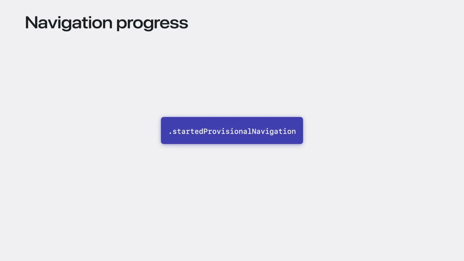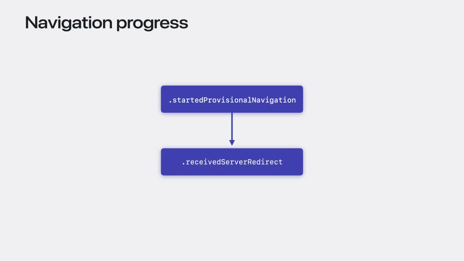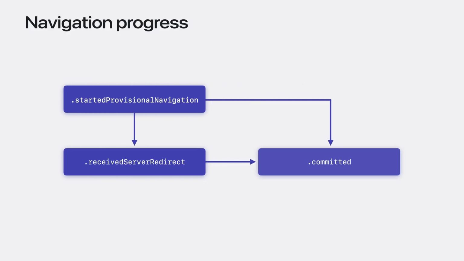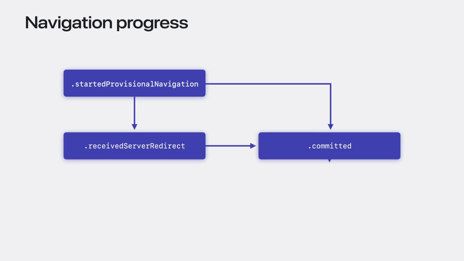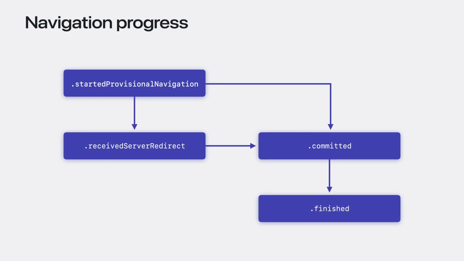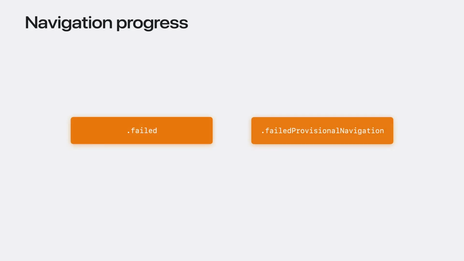A navigation is made up of multiple sequential events. The navigation always starts with started provisional navigation. You may get a received server redirect event if the server redirects the request. You get a committed event when the page has started to receive content for the main frame. The finish event arrives when the navigation is complete, although this isn't always guaranteed. A navigation can also fail at any point, in which case the failed or failed provisional navigation events are emitted.